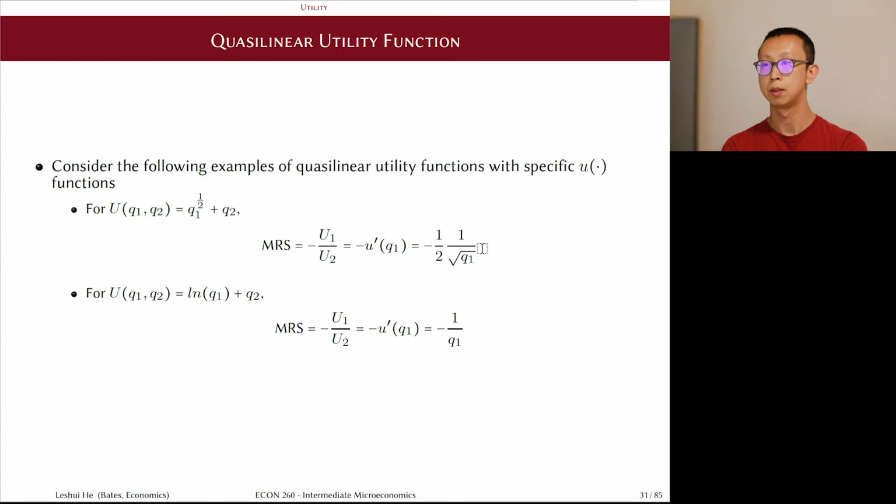Let's take another example where the quasi-linear utility function is wrapping q1 with the little log function. Now we have log of q1 plus q2. So the marginal rate of substitution, by our previous general formulation, again, is just minus the derivative of this little wrapper function. And because the derivative of log of q1 with respect to q1 is just 1 over q1, this is our marginal rate of substitution. It's not bad at all. A much easier task compared to the CES utility function case.